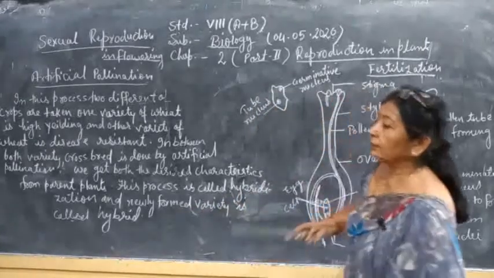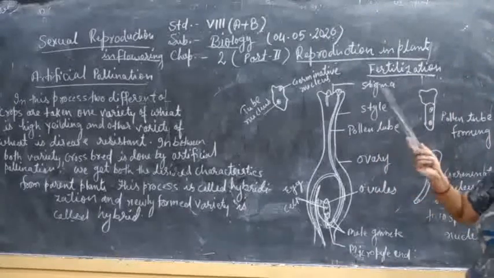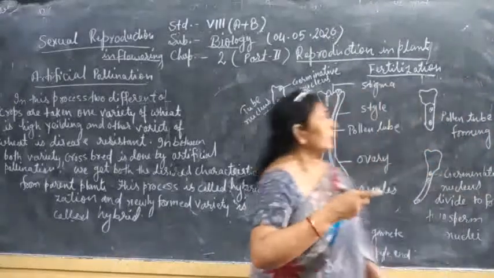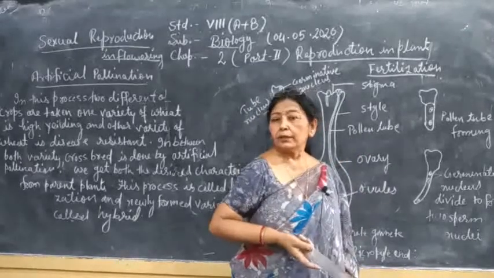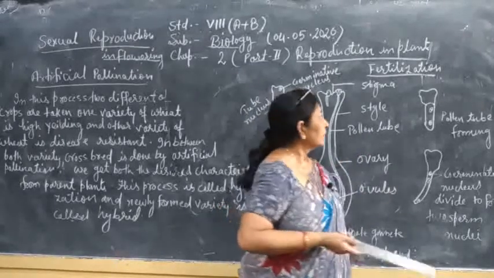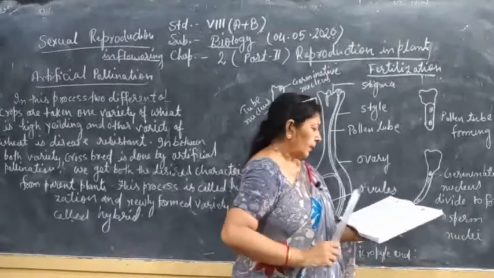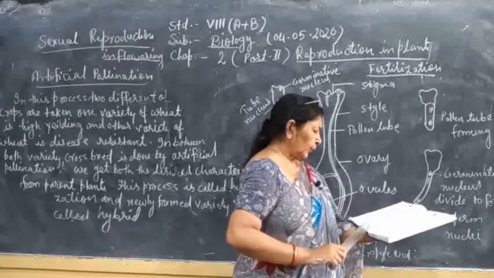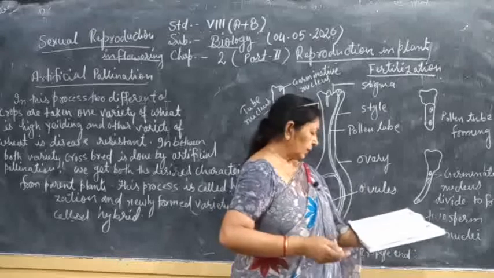Now we start fertilization. The process of fusion of the male cell with the female egg is called fertilization. The process of fertilization takes place in the following steps.